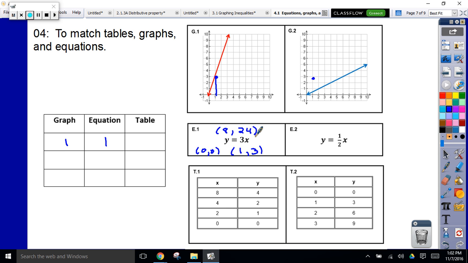Let's try table 2. Table 2 shows us that when x is 0, y is 0, which we already figured out. It shows us that when x is 1, y is 3, which we already figured out. So table 2 goes with graph 1. And then we only have one other one. Graph 2 is going to go with equation 2 and table 1.